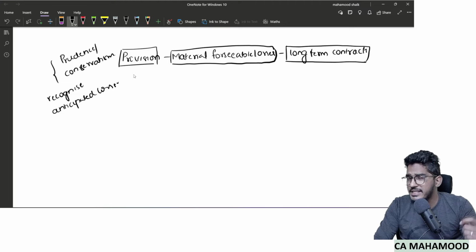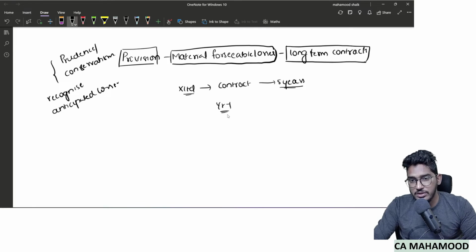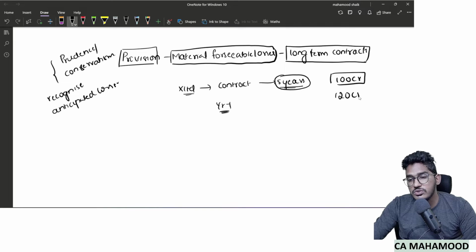Now what does this exactly mean? Take for example, there is a client X Limited, which entered into a contract that will go on for 5 years. In year 1 they accepted the contract, and the total revenue from this entire contract is 100 crore rupees. But in year 1 itself, the management realized that they gave a wrong quotation, because over these 5 years they will incur a cost of 120 crores. So this is the revenue, this is the cost.